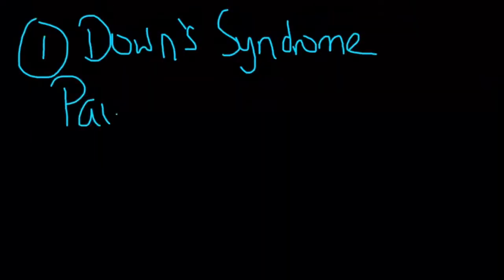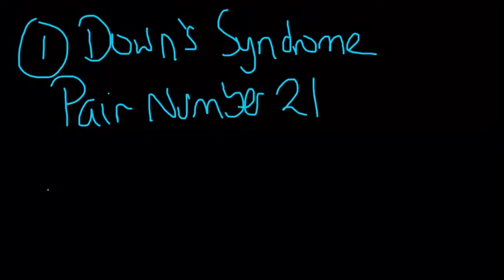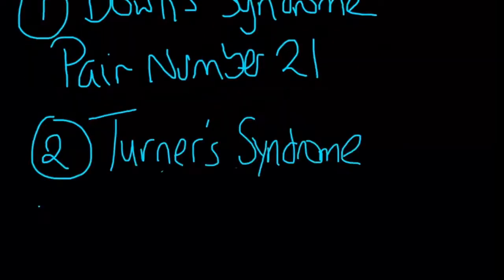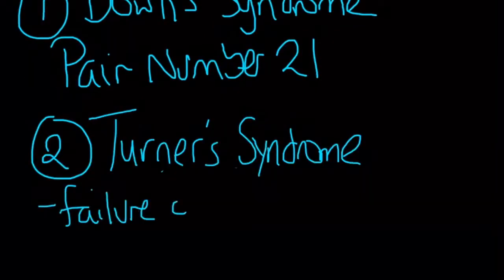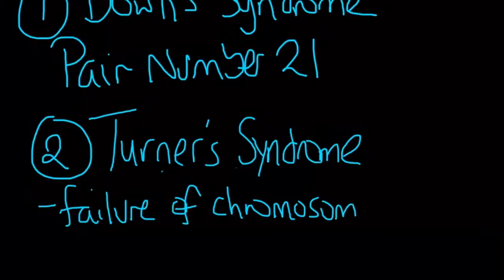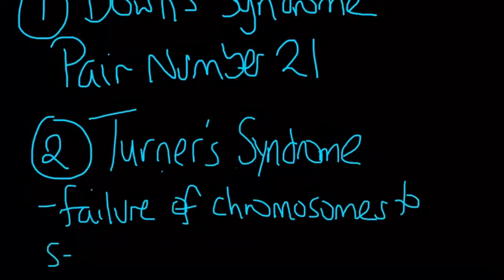Two examples to be familiar with: Down syndrome, and this is when during meiosis pair number 21 do not segregate properly. The second is Turner syndrome, and it is failure of the sex chromosomes to segregate properly, which would result in the child having only one sex chromosome, the X chromosome, being female but sterile.